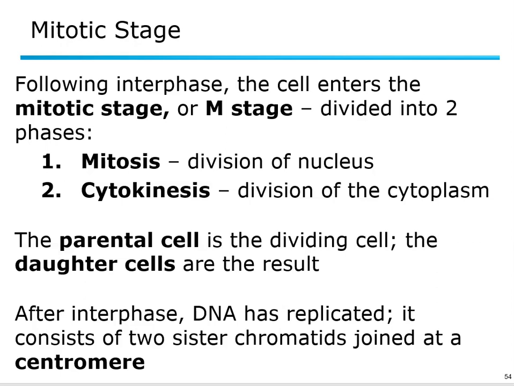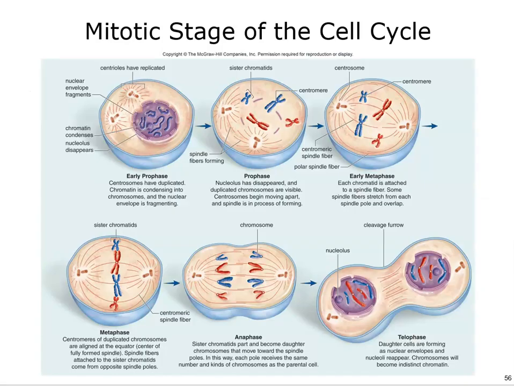As you can notice, a somatic cell has 46 chromosomes, and each daughter cell is going to have 46 chromosomes. Then after interphase, the DNA has been replicated, and it's going to be 2 sister chromatids joined at a centromere. It's going to be a chromosome. For mitosis, we have 4 stages. The first one is going to be prophase, then we have metaphase, then anaphase, and finally telophase.